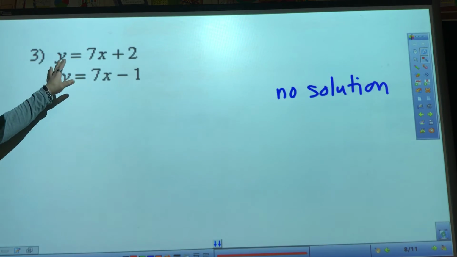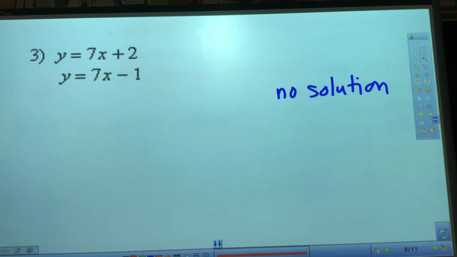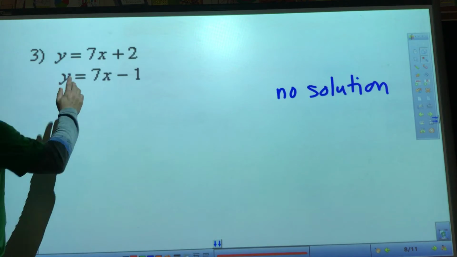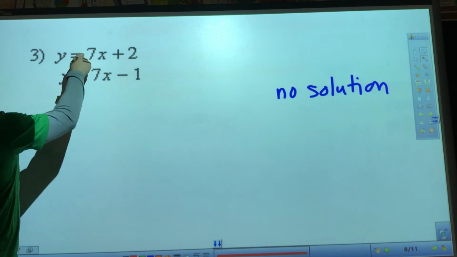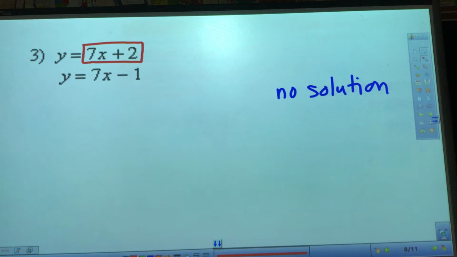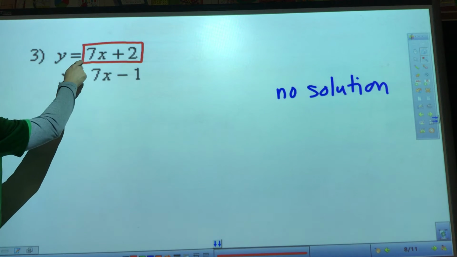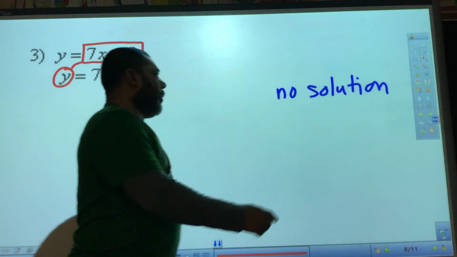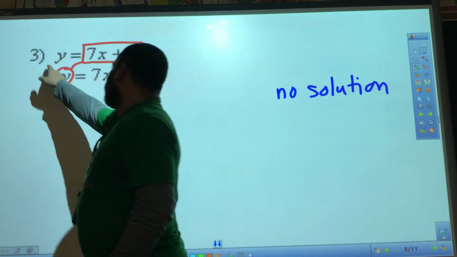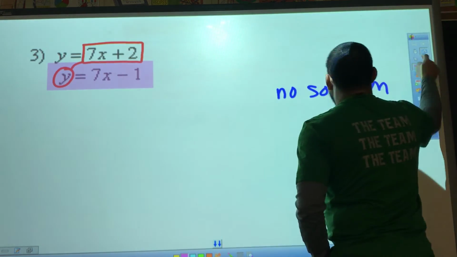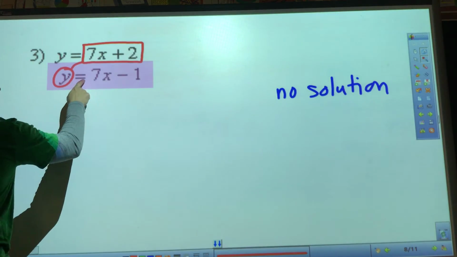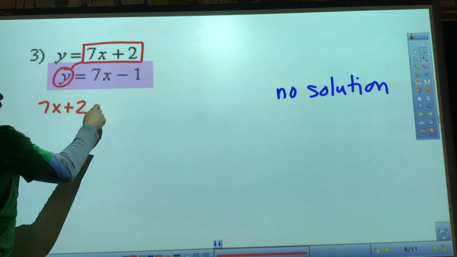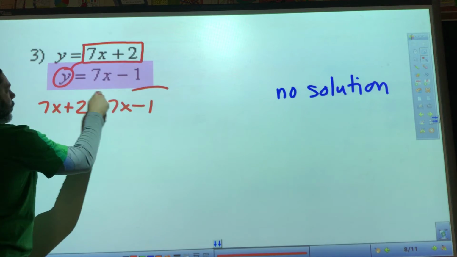I still have to show my work algebraically. Okay, so let's look at how it ends up as no solution. Again, they're both solved. It says y equals. So I'm going to take the solved one, take my top one. It says y equals, I'm going to put this in place of my y. Okay, so remember, I'm going to then use that one, this one as my guide to write a new equation. So instead of y equals 7x minus 1, I'm going to write 7x plus 2 equals 7x minus 1.